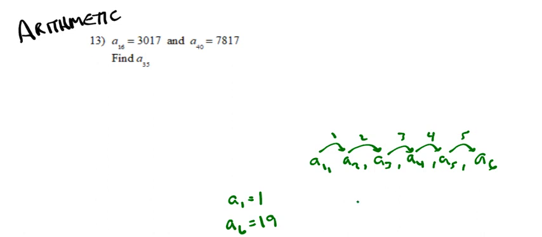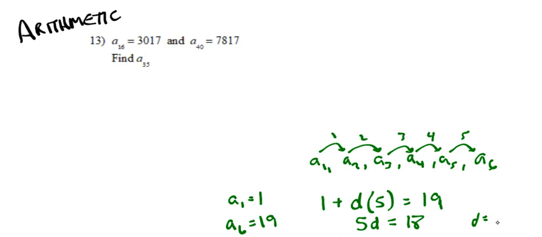I would have to do the difference 5 times, and it should get me 19. So I would add 5 common differences to 1 and get to 19. So if I want to find out what the common difference is, I can just solve this equation. 5 differences should be 18. Okay. The common difference is 18 over 5, which is like 3.6.